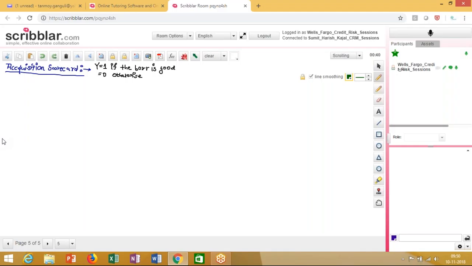Now the question that comes out is: what are the types of risks that we are trying to assess over here? What are the factors that we are trying to evaluate? One is the affordability of the borrower, and the next part is the reliability of the borrower. So I'm trying to assess these two things.